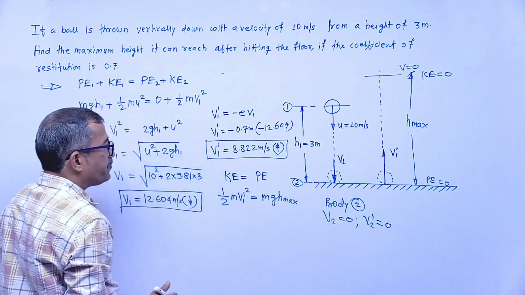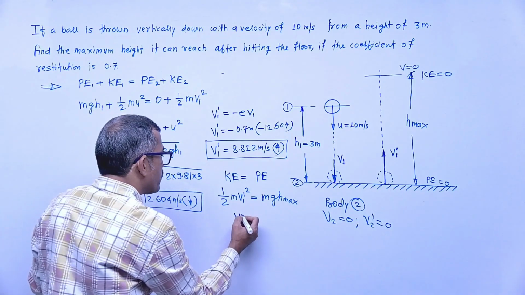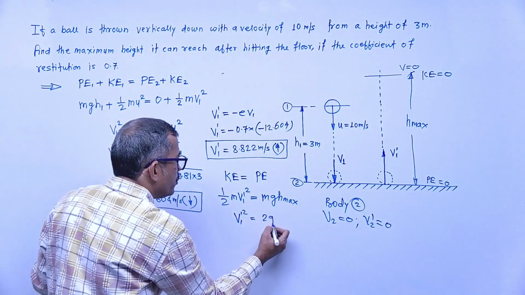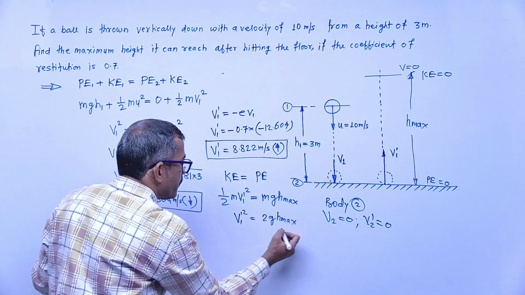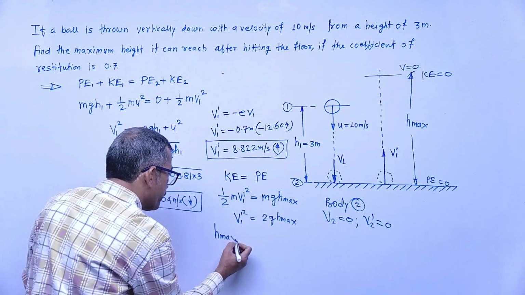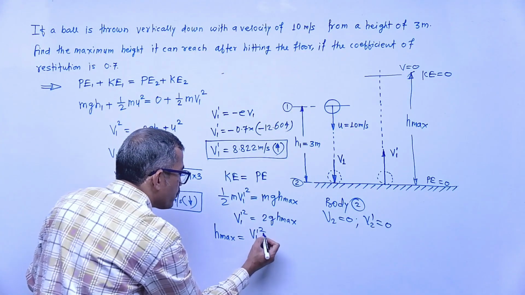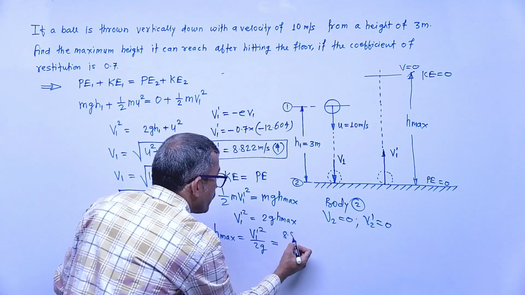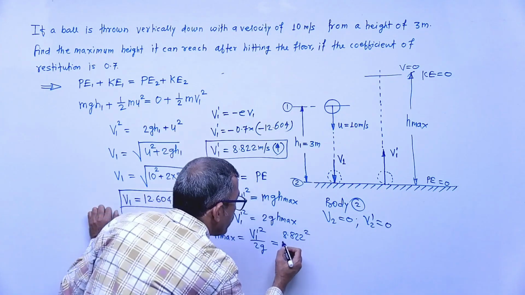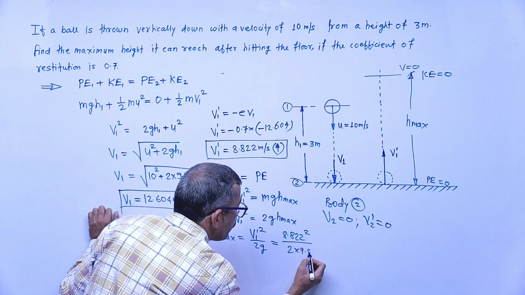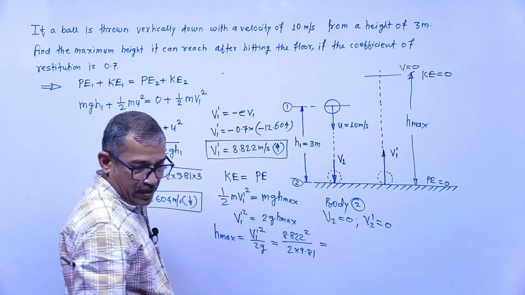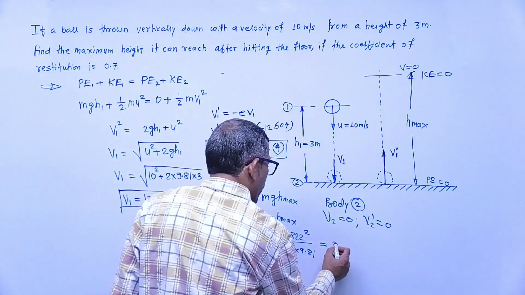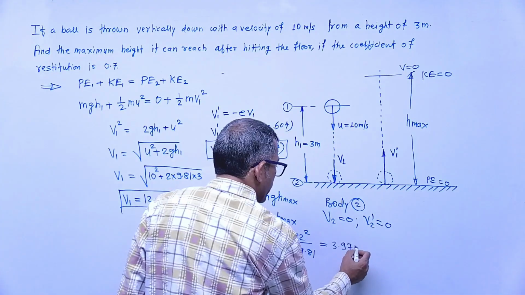Mass cancels, means V1 dash square equals 2g h max. You have to find the maximum height, means h max equals V1 dash square upon 2g. V1 dash you already know, 8.822 square divided by 2 into 9.81. Calculate how much we are getting. 3.97 meters. 3.97 is the correct answer.